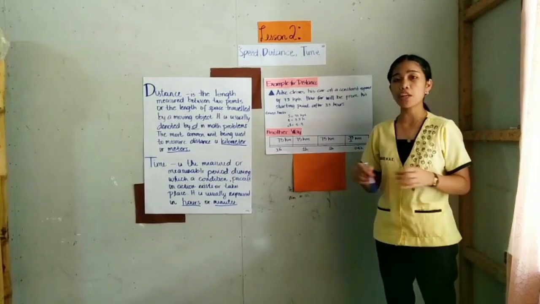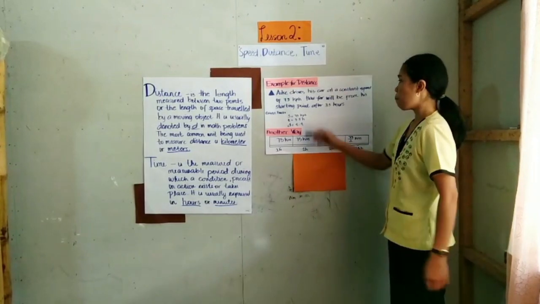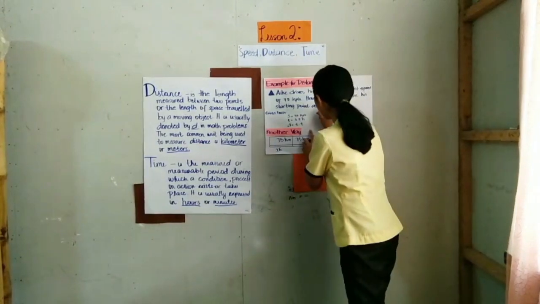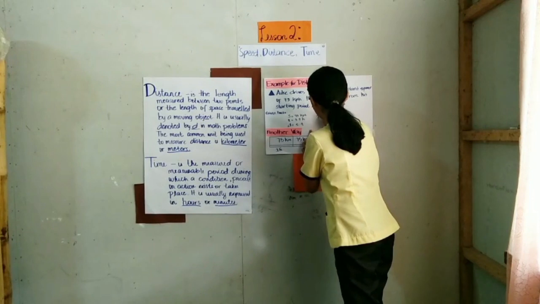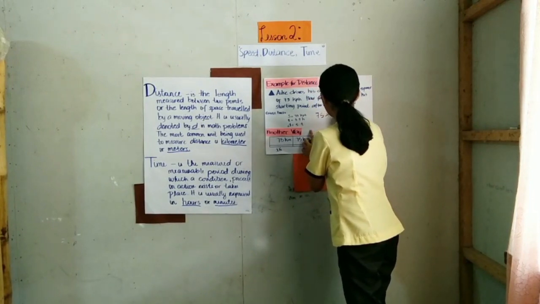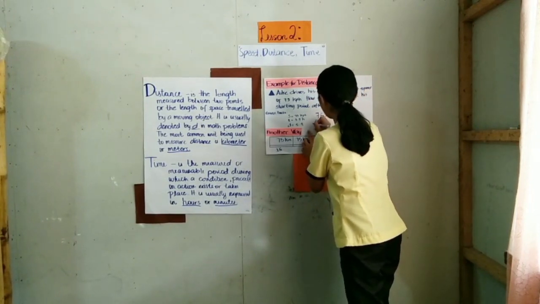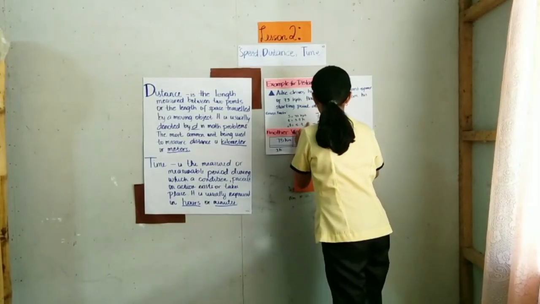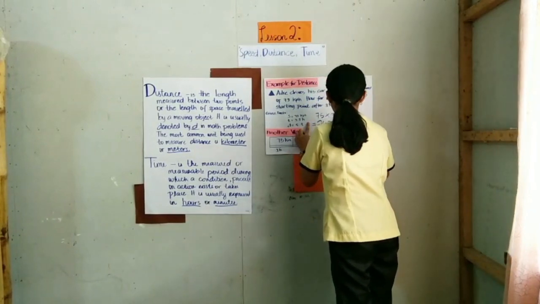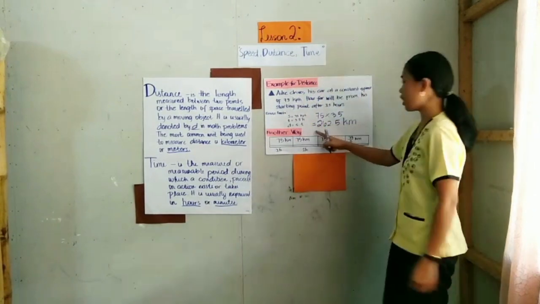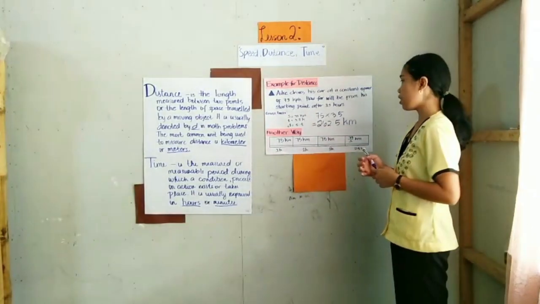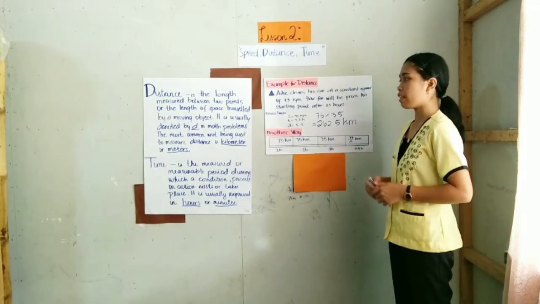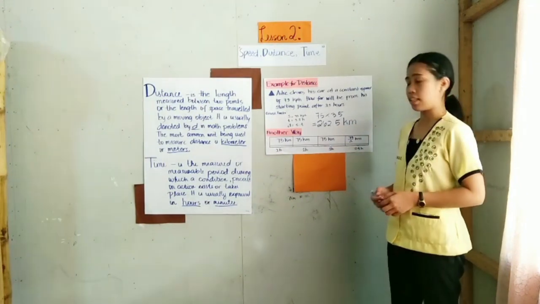What we are going to do now is multiply 75 times 3.5, which is equal to 262.5 kilometers. Since we are finding the distance in this problem, we use kilometers, since the unit for distance is kilometer.